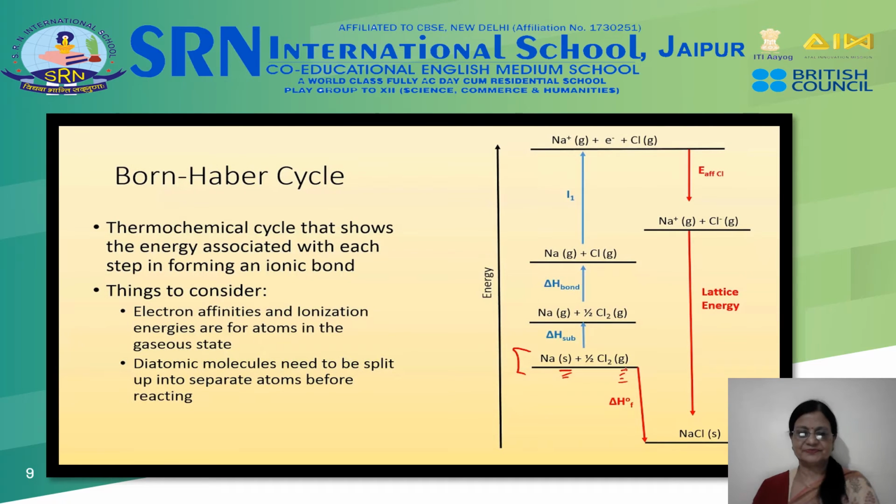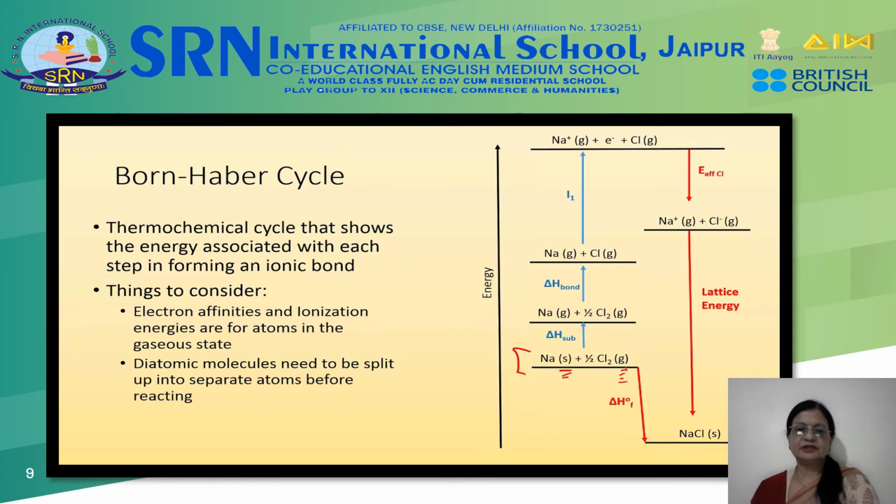Born-Haber cycle. It is a thermochemical cycle that shows the energy associated with each step in forming an ionic bond. Things to consider here are the electron affinity or electron gain enthalpy and ionization enthalpy for atoms which are in the gaseous state, and secondly, the diatomic molecules which need to be split up into separate atoms before reacting, where a bond dissociation enthalpy will be needed.